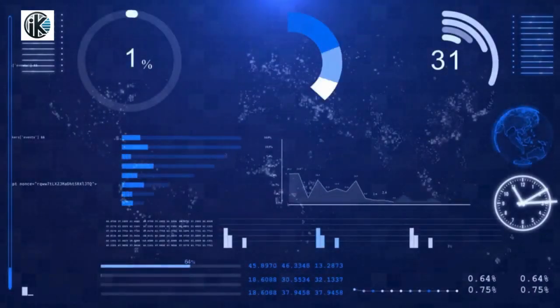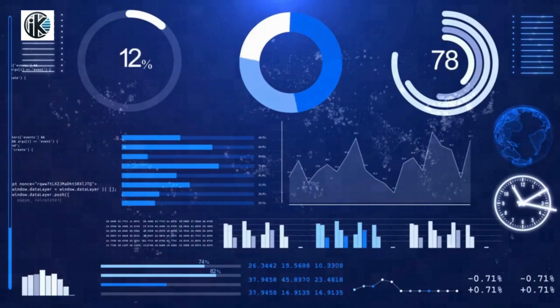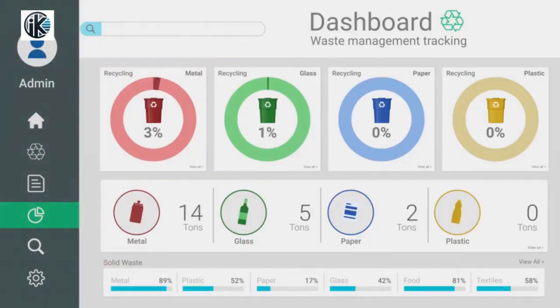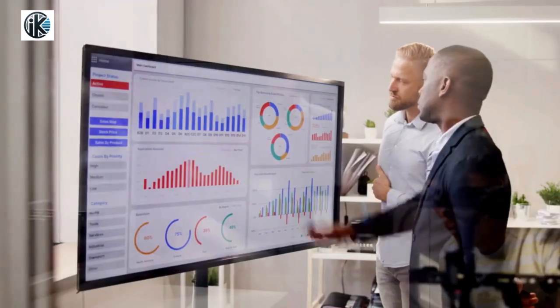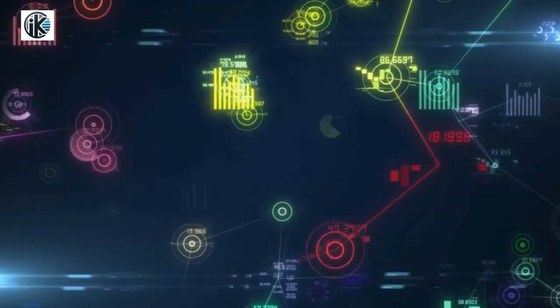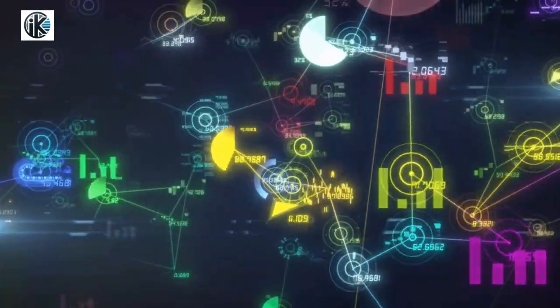One of the coolest features of Power BI is its interactive dashboards. You can create custom dashboards that bring together different visualizations in one view. Want to see how your social media engagement correlates with website traffic? Just drag and drop the relevant charts onto your dashboard. These dashboards are dynamic, allowing you to filter and drill down into the data with just a click.